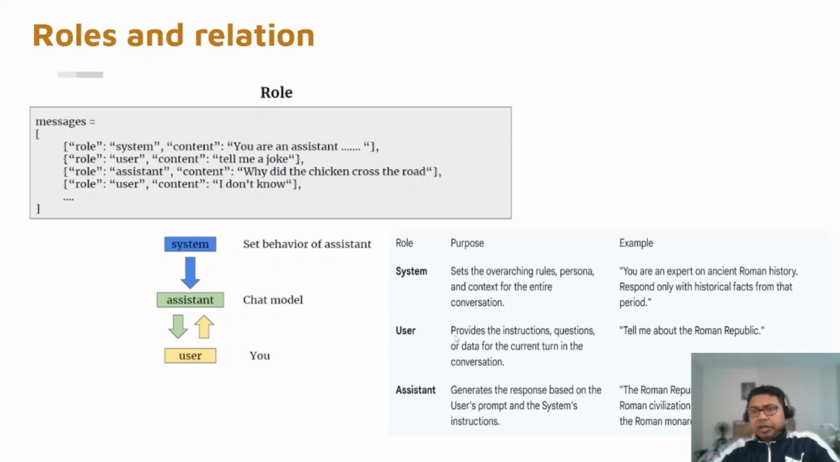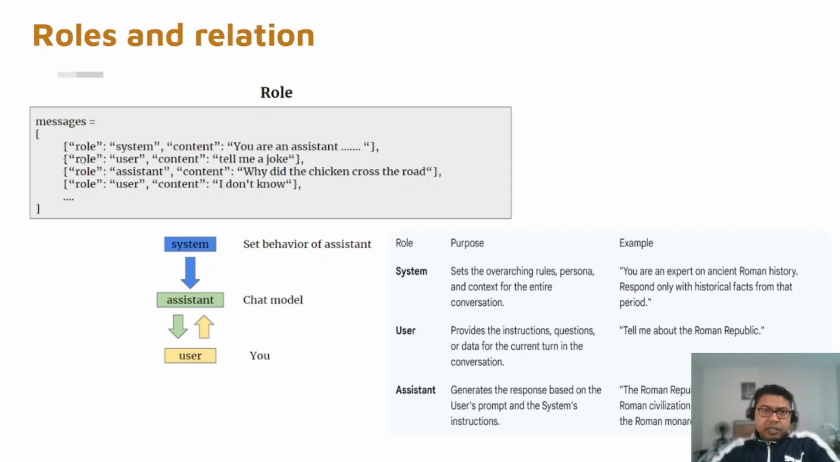And then user, we already know, right? User is nothing but whoever is asking the question. Provides the instruction, questions, and data for the current turn in the conversation, like tell me about the Roman Republic. This is the user, and then assistant generates the response. Assistant is nothing but the AI model itself, which generates the response. So the assistant has generated the response based on the system role it has: The Roman Republic was the period of ancient Roman civilization, beginning with the overthrow of the Roman monarchy.